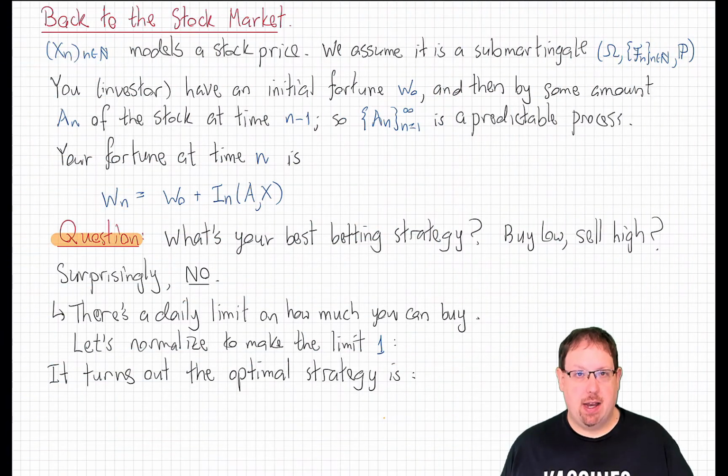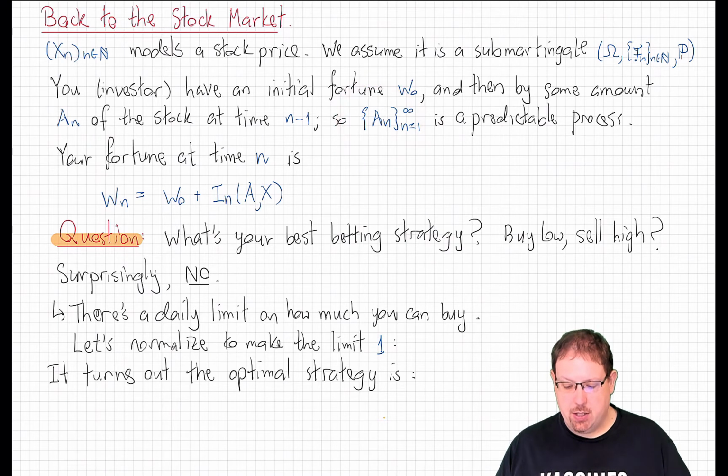You, the investor, have some initial fortune that we'll call W0, and then at each time step, you're allowed to buy a certain amount An of the stock after its price at time n minus 1 is set. As we've discussed, to have a remotely realistic model, that sequence An of purchases must be a predictable process. You have to decide how much to purchase at the next time step based on the information that you had up until and including only the n minus first time step.